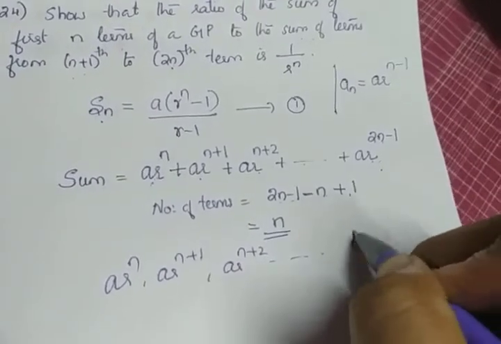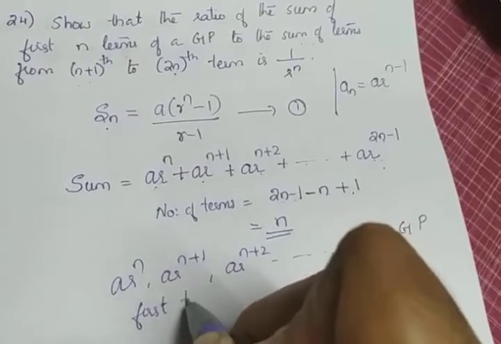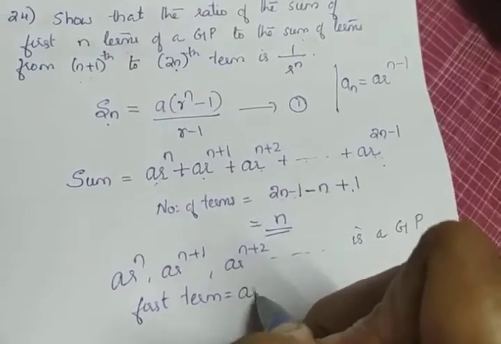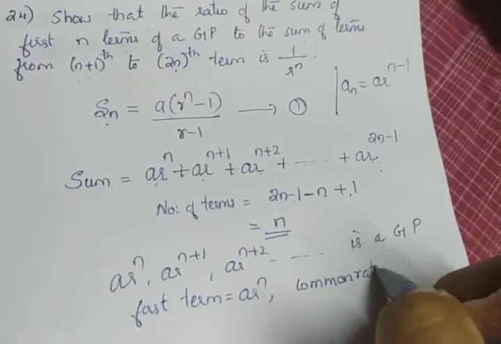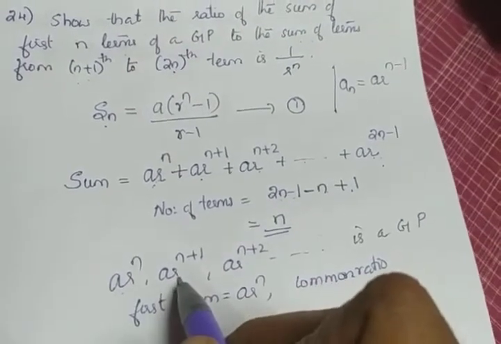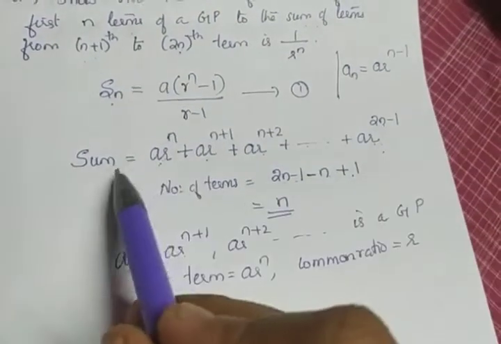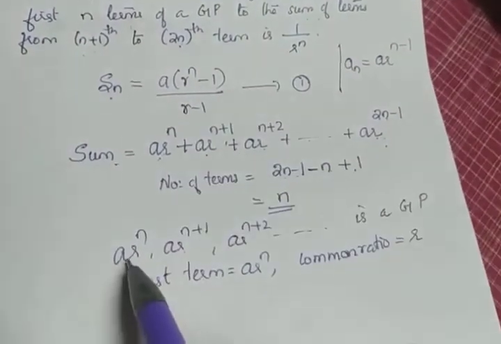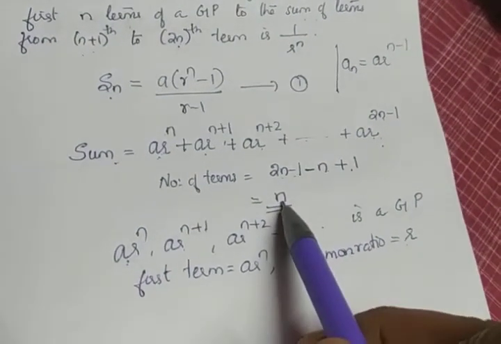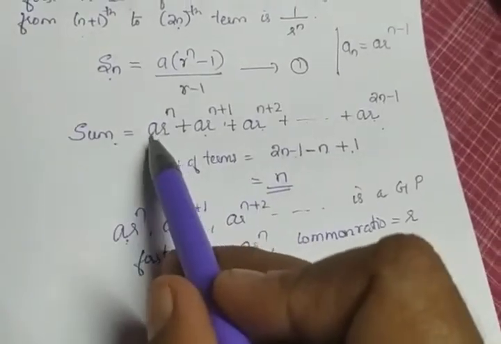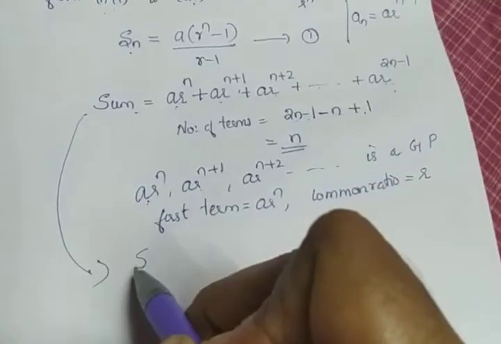So we will consider the terms a r raised to n, a r raised to n plus 1, a r raised to n plus 2 etc. It is a GP with the first term a r raised to n and common ratio r, since a r raised to n into r gives you a r raised to n plus 1. So what we require is the sum of the GP with the first term a r raised to n and common ratio r. How many terms are there? N terms.